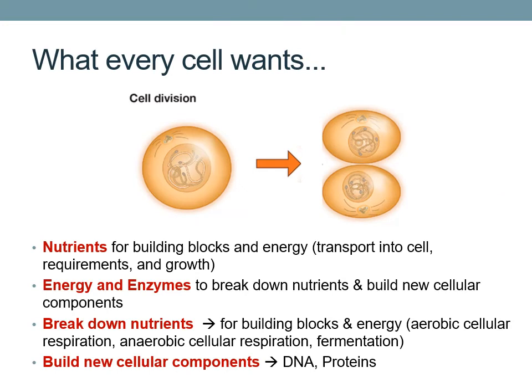Every cell wants to maintain its metabolic properties and ultimately divide. In order to do that, a cell requires nutrients which provide the cell with building blocks and energy. Cells face the challenge of transporting nutrients across the selective cell membrane and getting the proper nutrients into the cell. Once inside the cell, energy and enzymes are required to metabolize the nutrients into smaller building blocks that the cell can then use to make new cellular components. We will discuss each step in this process and refer back to this slide along the way.